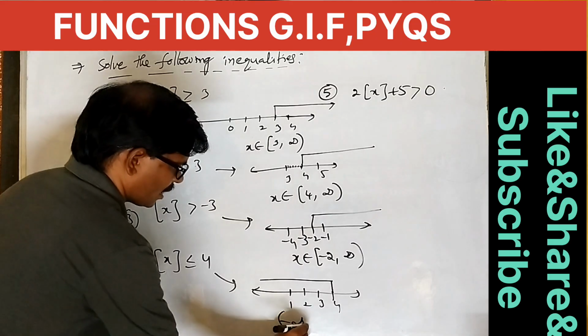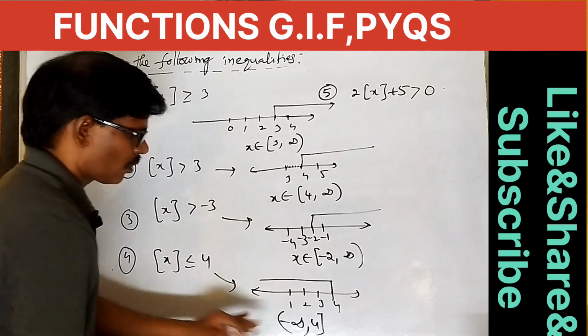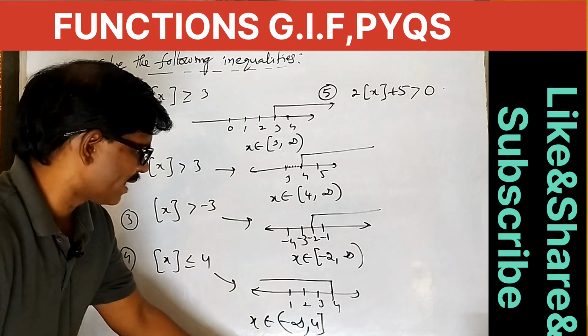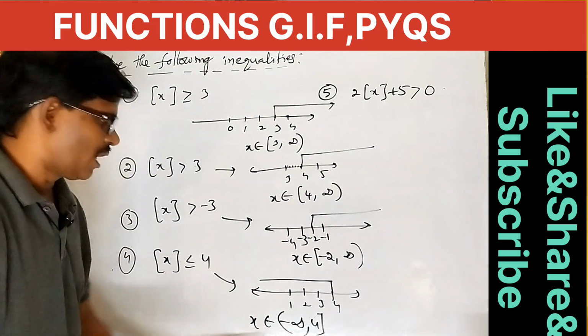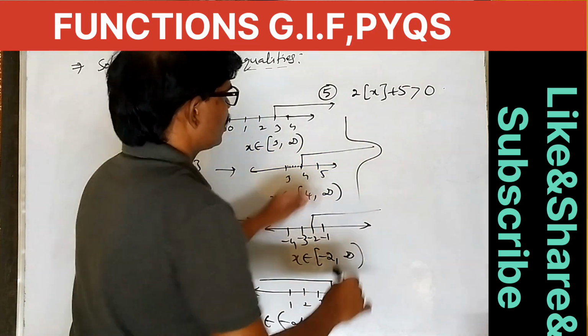Negative value of infinity 2. This is r equal to, which means 4 is also included. So x belongs to minus infinity to 4. Okay, x belongs to minus infinity to 4. Understand. Next, what is this one?